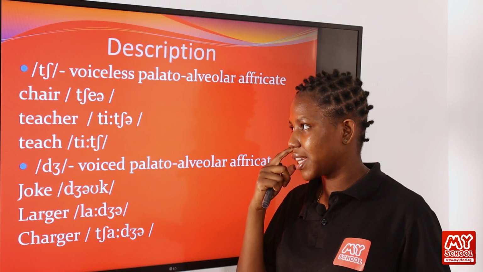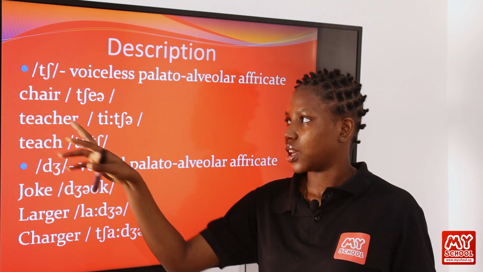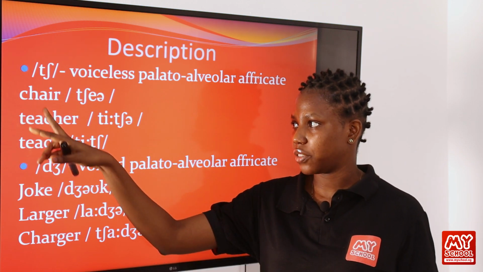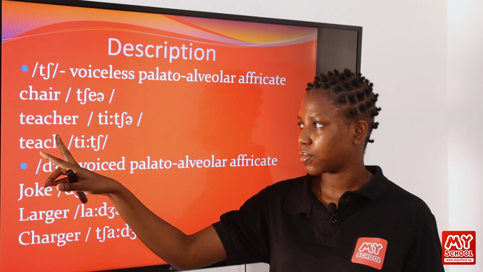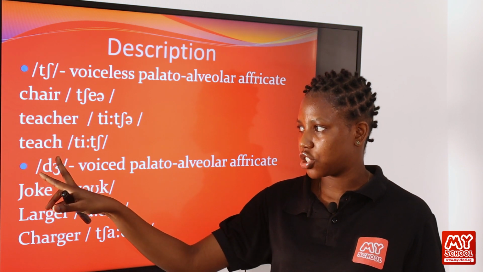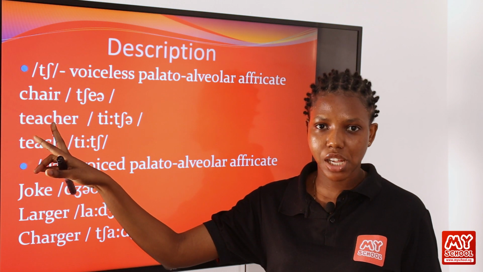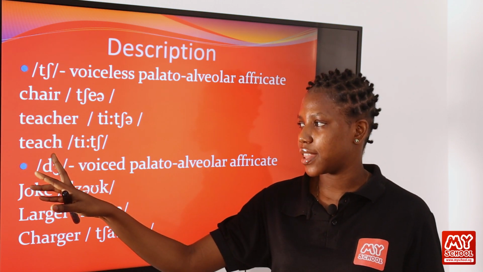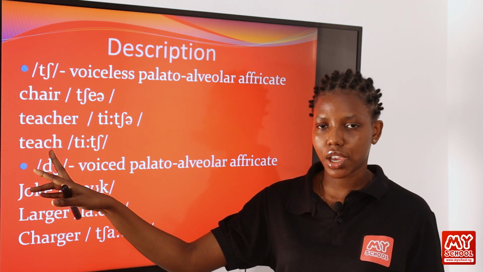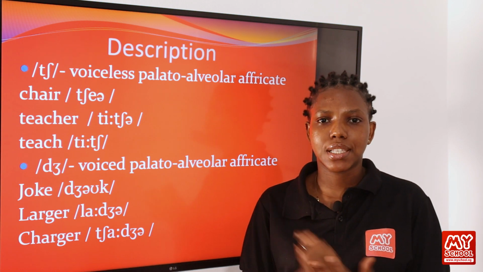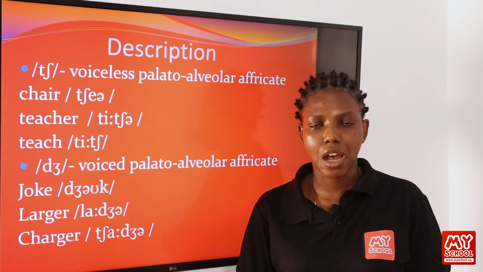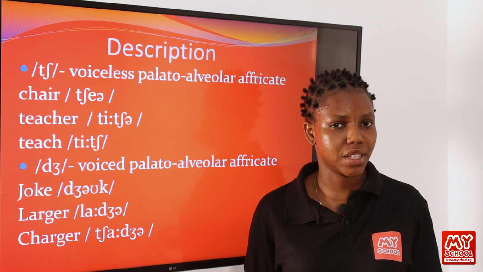Okay, so we can find it in the word cheer, ch, cheer, teacher, teach. So we can find it in the initial position, the medial position, which is middle, and the final position. Okay, so let's take a look at more examples of words with the sound, and the letters of the English alphabet that represent the sound.